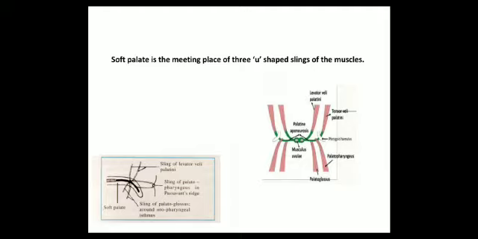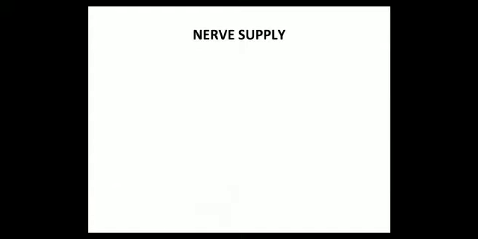So, when you observe the soft palate, it is nothing but a meeting place of three U-shaped slings of muscles. One is the sling of the levator palatini, another is the sling of palatopharyngeus in the Passavant's ridge, another is the sling of palatoglossus around the oropharyngeal isthmus.